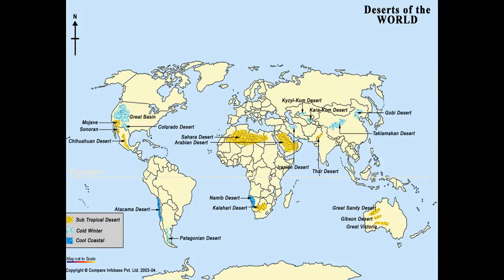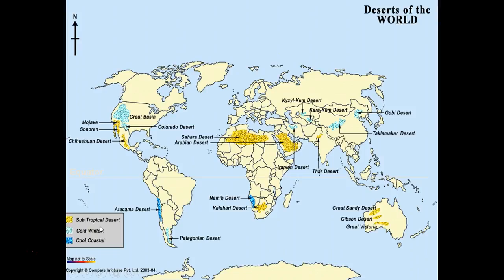Let's move on. This is a world map of the desert, and you also have three types of desert. Desert does not always have to be sandy and dry. You have the subtropical desert, the cold winter, and the cool coastal. If you look to the left side right here where this mouse is moving around, this is your key to the world map to see these different types of deserts.